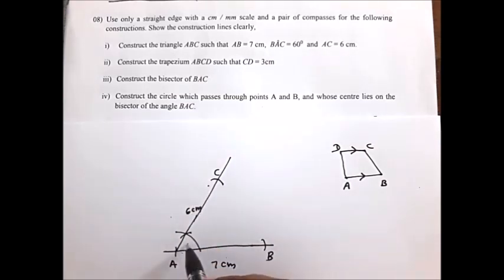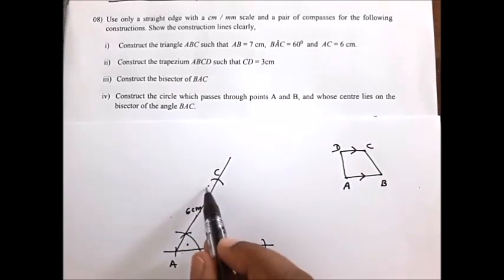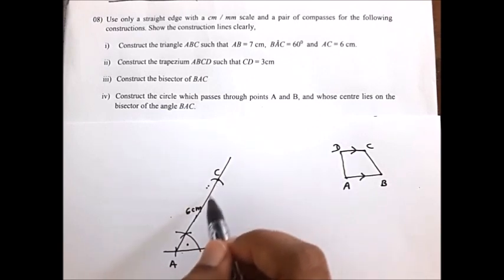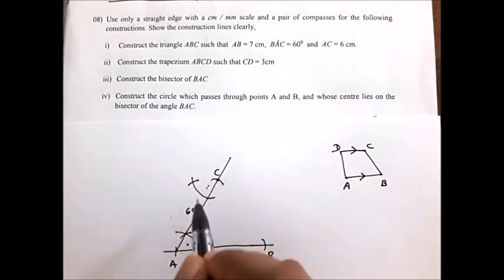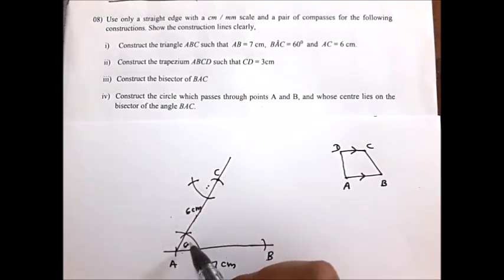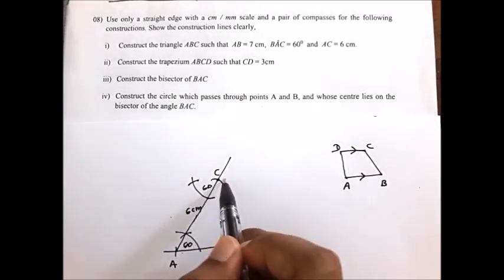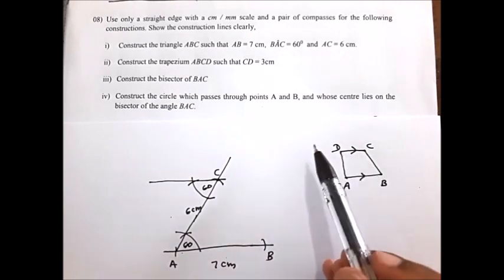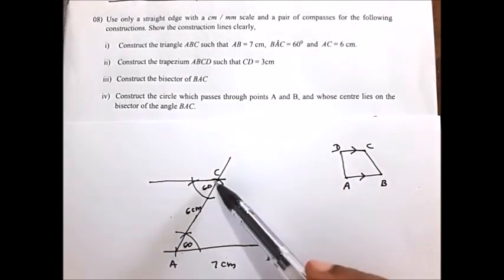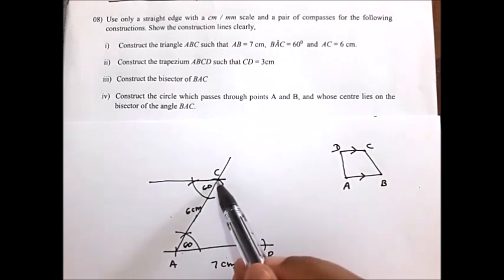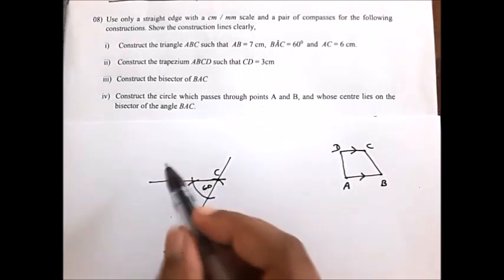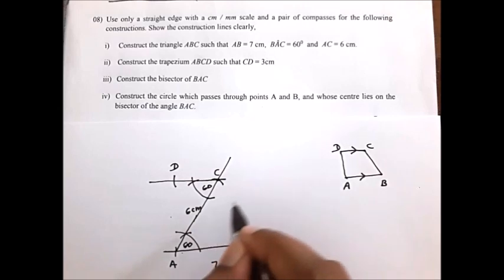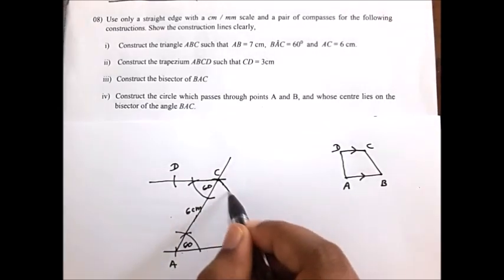So I am going to copy this angle here. Here 60, construct 60 here. Take this point as center, draw an arc, and take this point as center, draw another arc. Then here 60 degrees and here another 60 degrees. Now join these two. Now you can see these two lines are parallel. Now CD is 3 centimeter. Take a 3 centimeter gap on the pair of compasses and take this point as center, draw an arc. Here D. Now you can join ABCD.